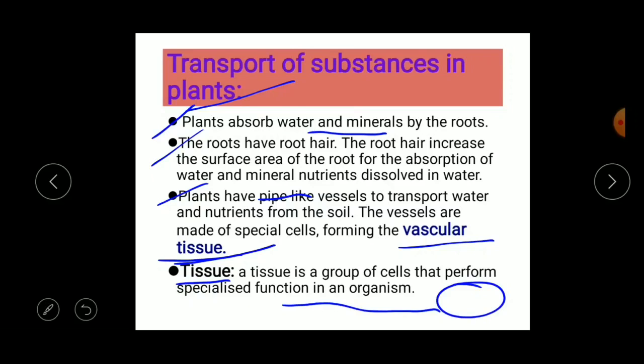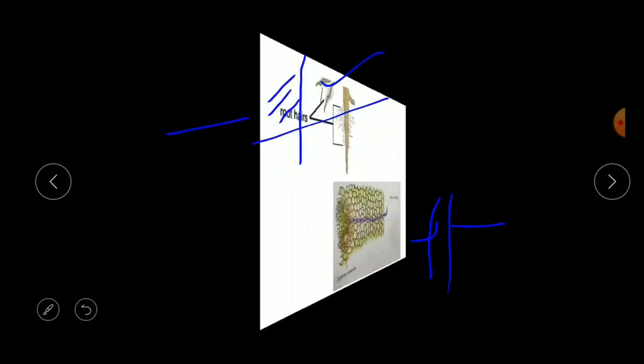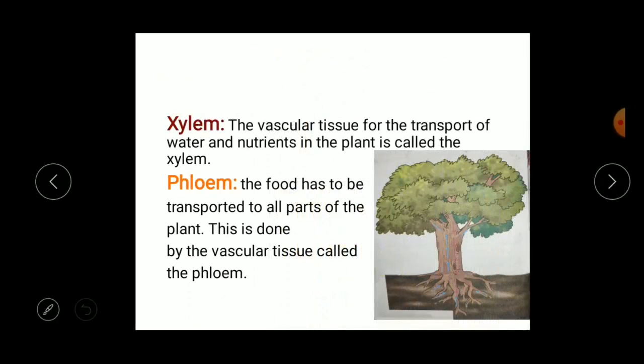There are two types of vascular tissues. The first one is xylem, the second one is phloem. Let us see what xylem is and what its function is. It is a kind of vascular tissue. The vascular tissue for the transport of water and nutrients in plants is called the xylem. The main function of the xylem is to transport water, minerals and nutrients to all parts of the plant. Here you can see the blue marks.